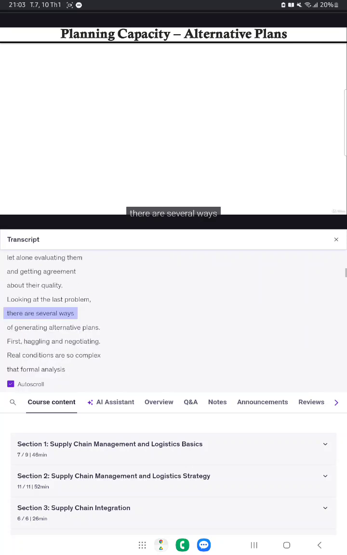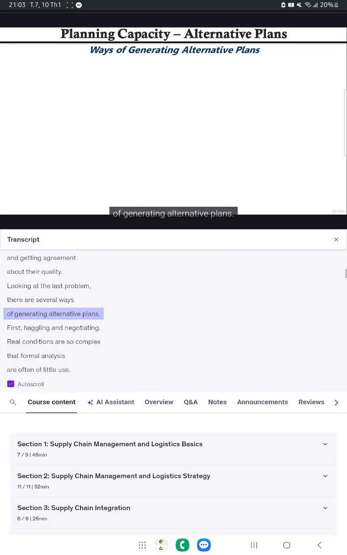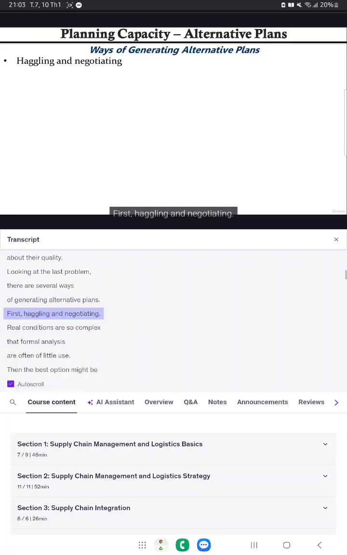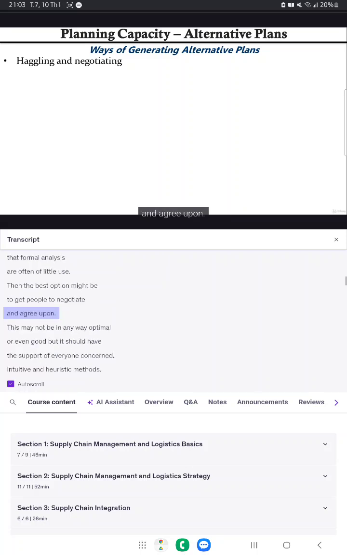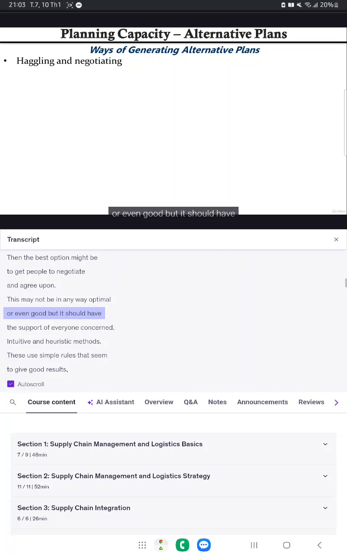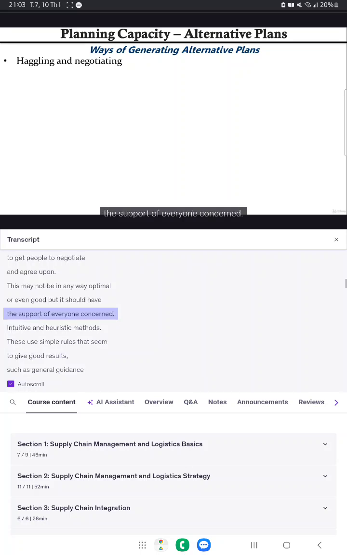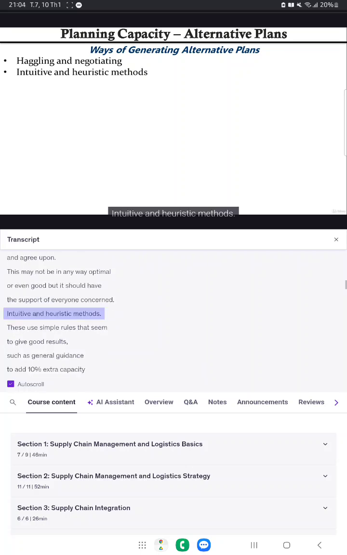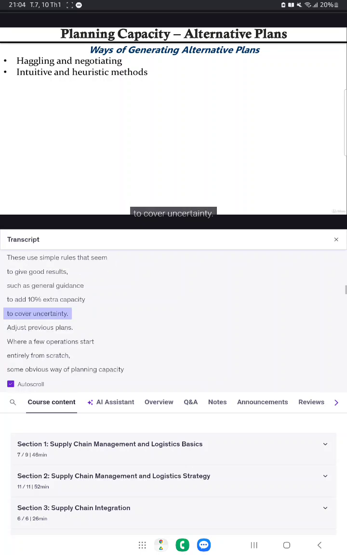Looking at the last problem, there are several ways of generating alternative plans. First, haggling and negotiating. Real conditions are so complex that formal analyses are often of little use. Then the best option might be to get people to negotiate and agree a plan. This may not be in any way optimal or even good, but it should have the support of everyone concerned. Second, intuitive and heuristic methods. These use simple rules that seem to give good results, such as general guidance to add 10% extra capacity to cover uncertainty.